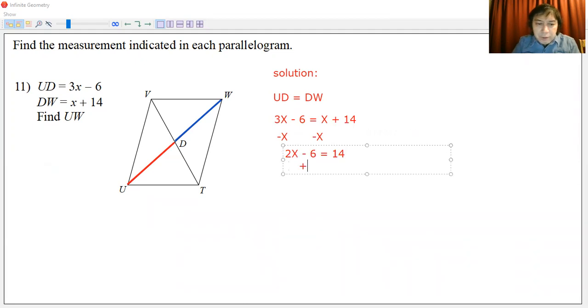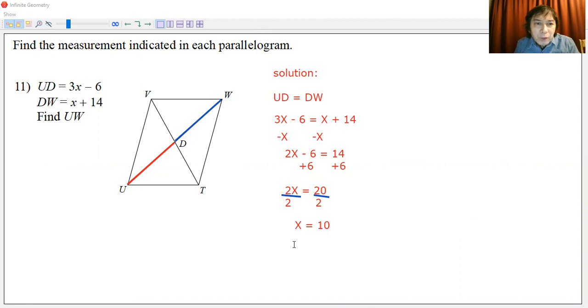Then we continue by way of addition. We add 6, and we get 2x is equal to 20. And then we proceed by division. So we divide by 2, divide by 2, and we put a division line there. Divide and divide. So we will have x equal to 10.